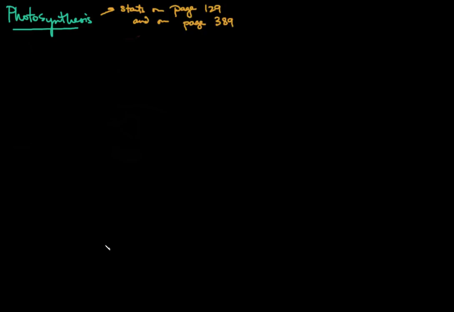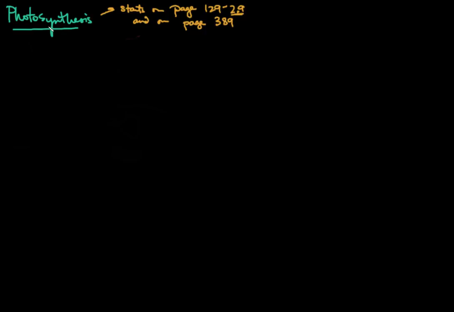So the first part is going to help explain some of the content that's in section 2.9. What was it, 2.9 of your book, which starts on page 129 and on page 389. And the part that's on page 389 is likely going to be in the second video.